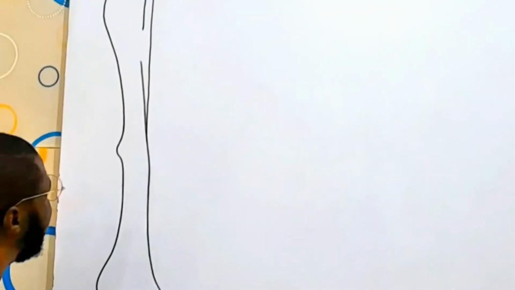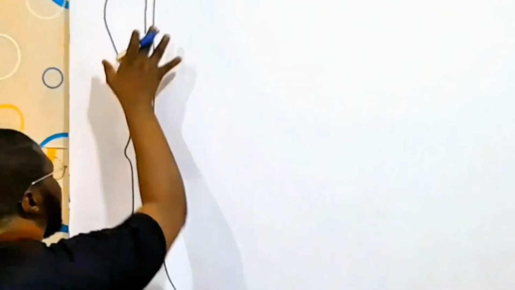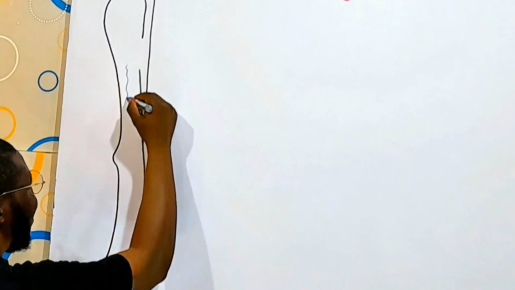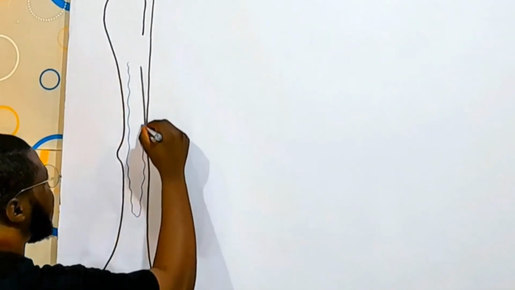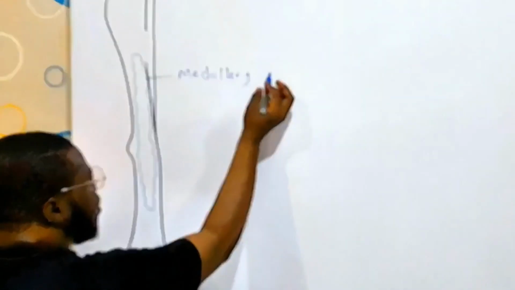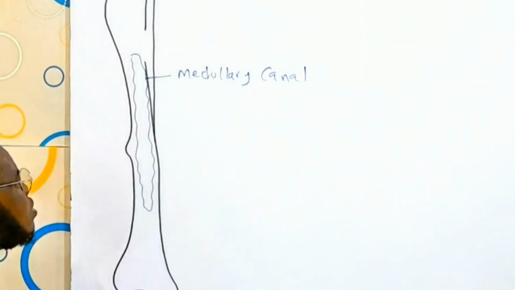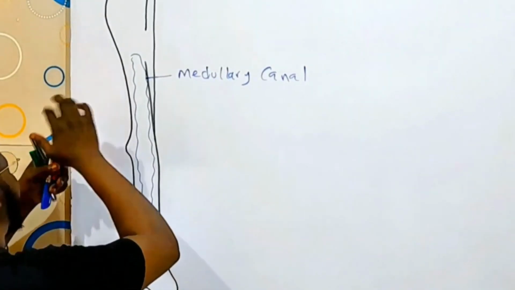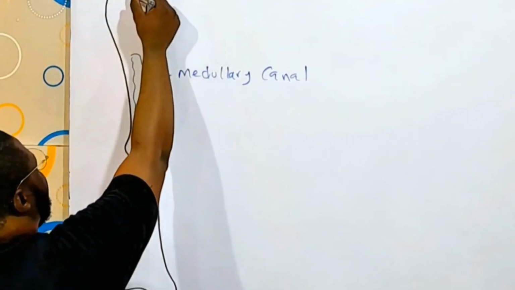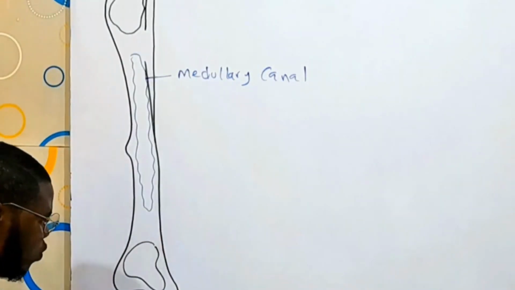This long bone has something called the bone marrow, and we have mainly two types of bone marrow. Within this bone, this part has a cavity, and this cavity is called the medullary canal. Medullary what? The medullary canal. Apart from that, we have some kind of holes at this upper end, and the lower end as well has some holes inside it.